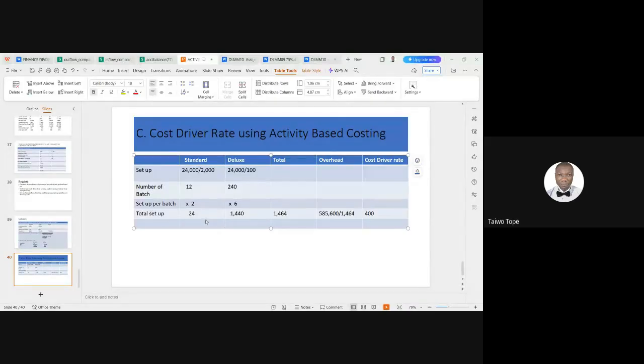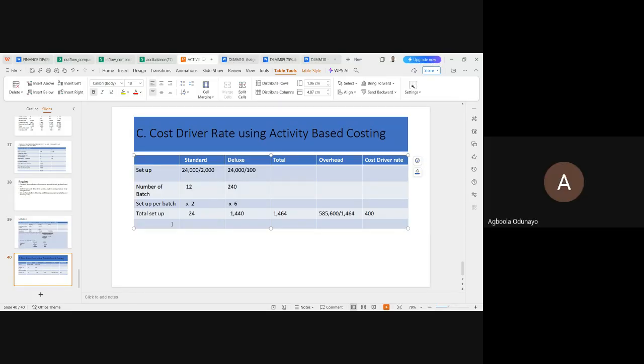Hope this is clear. All right, let's forge ahead. Let's move to the next one. The next activity, and the question is what? Special part handling. Okay, special part handling. Now, in relation to special part handling, what is the cost driver on the question?